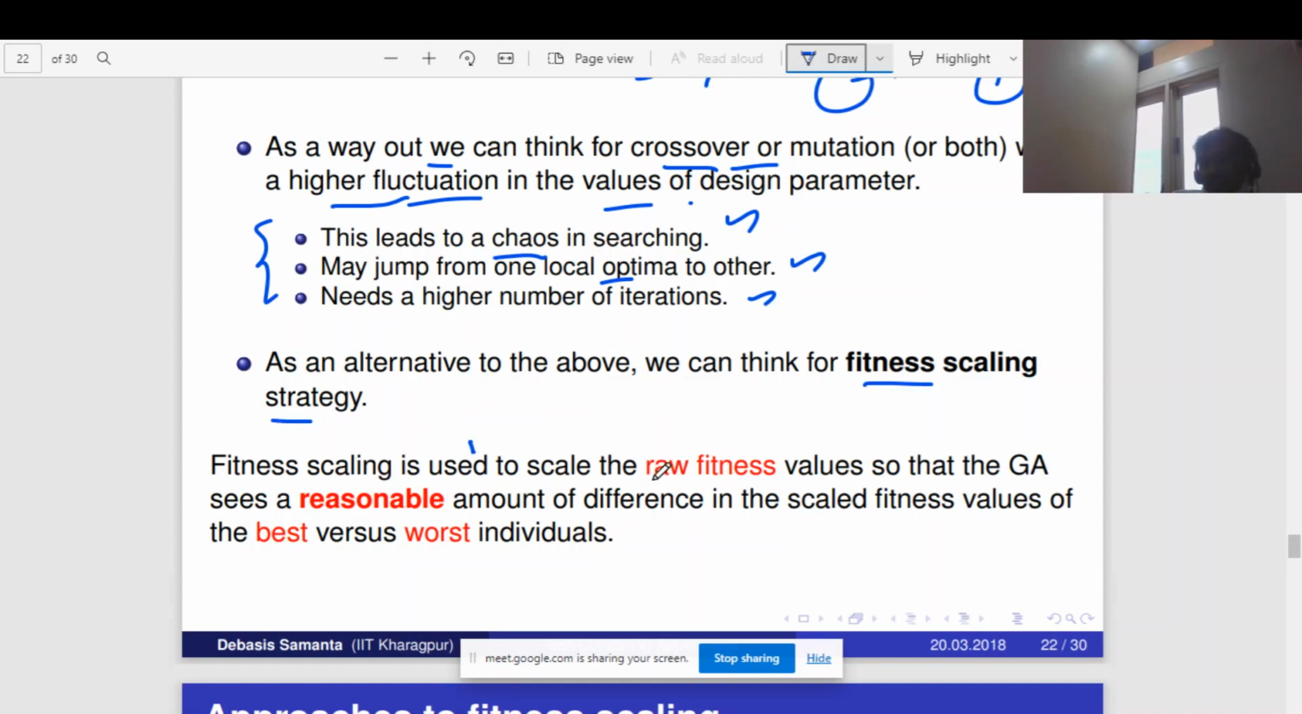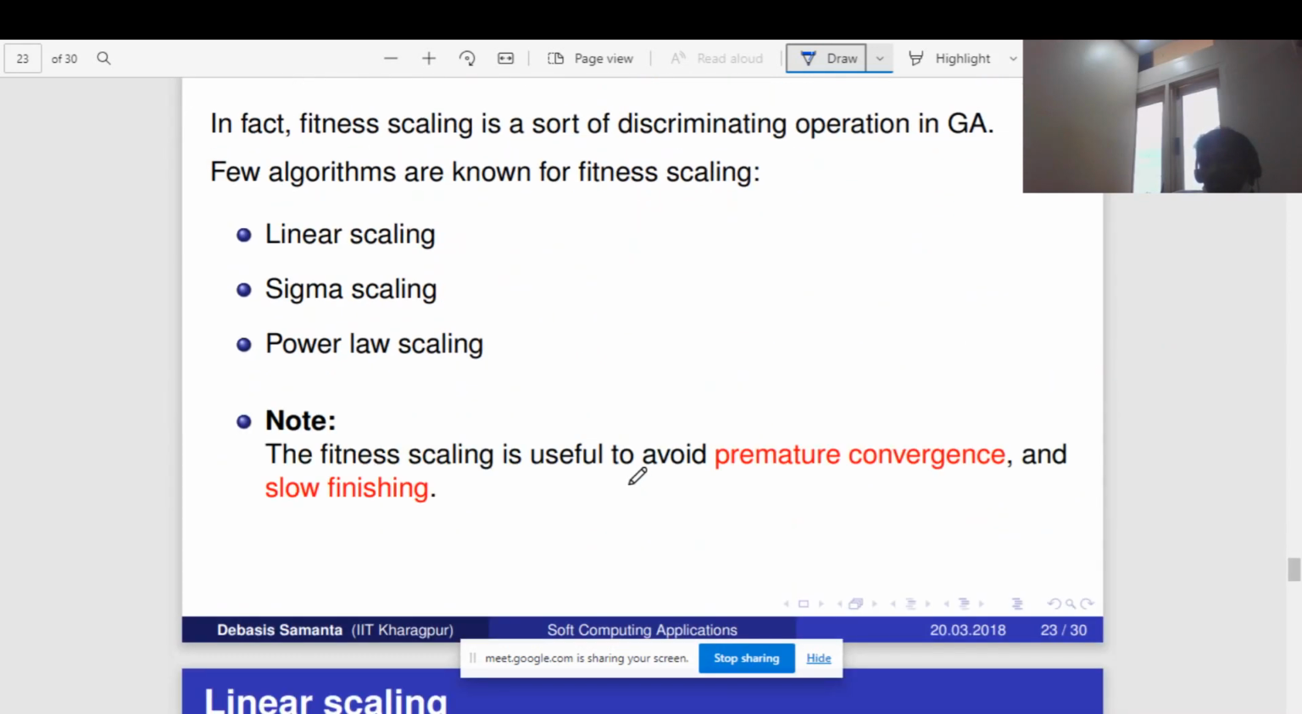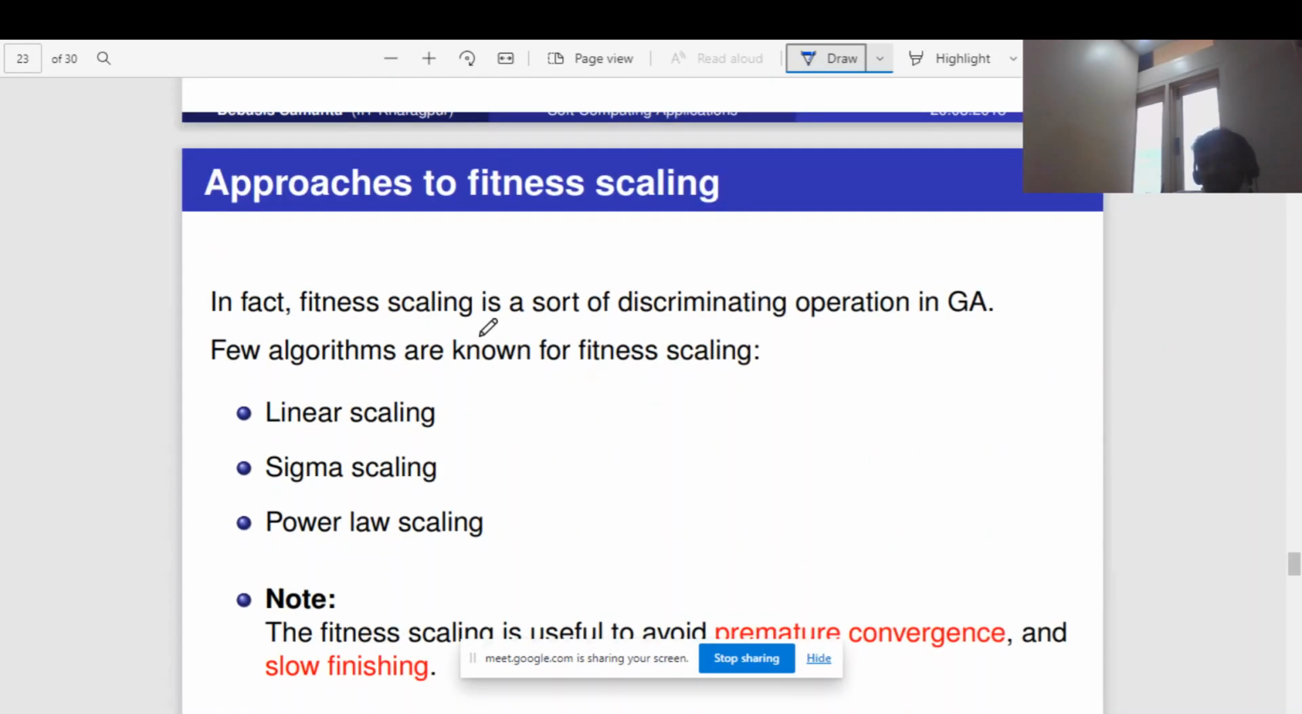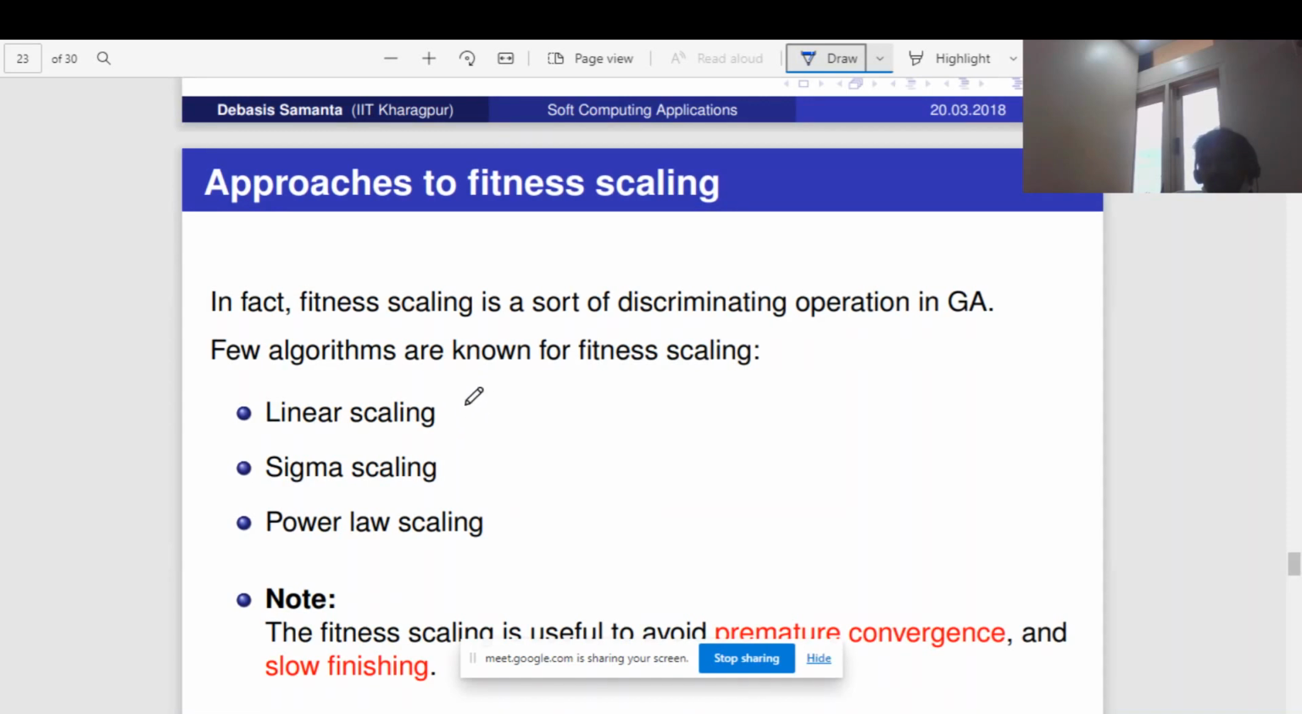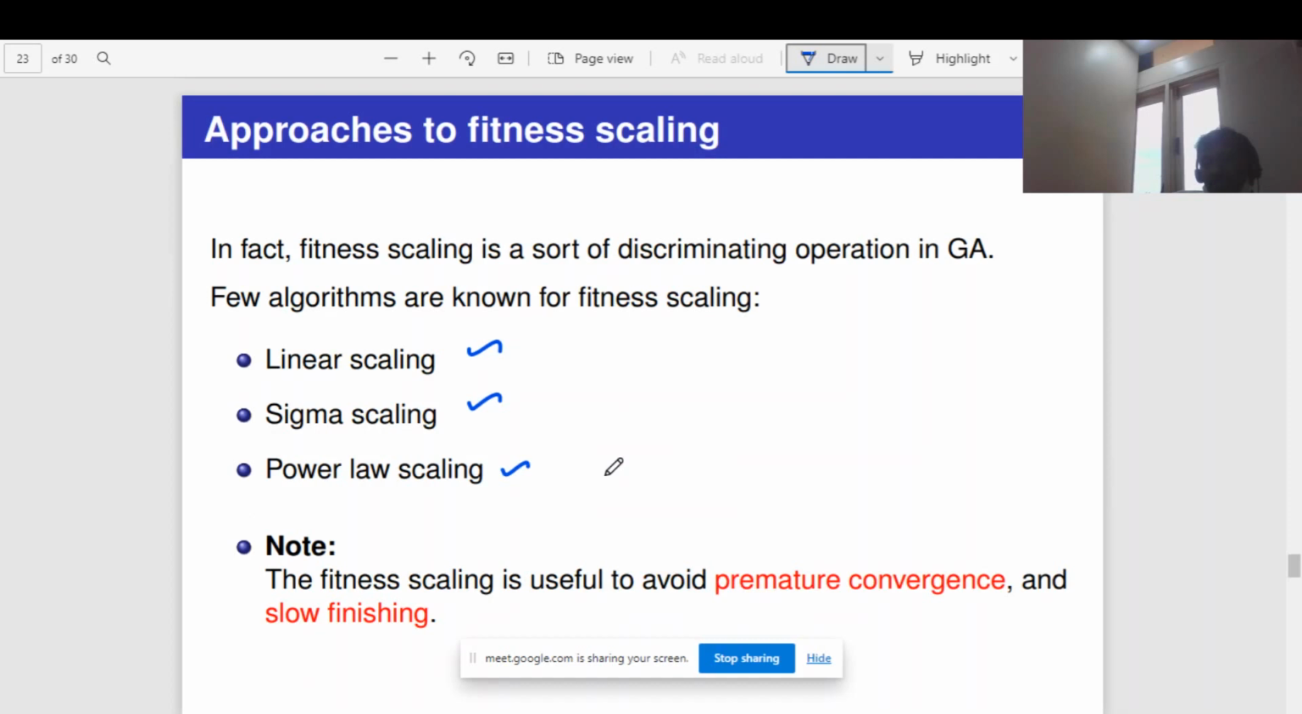Fitness scaling is used to scale the raw fitness value so that the GA sees a reasonable amount of difference in the scaled fitness values of best versus worst individuals. Okay. So that is what it is going to do. These are the three types of fitness scaling technique we have: linear scaling, sigma scaling, and power scaling, right?